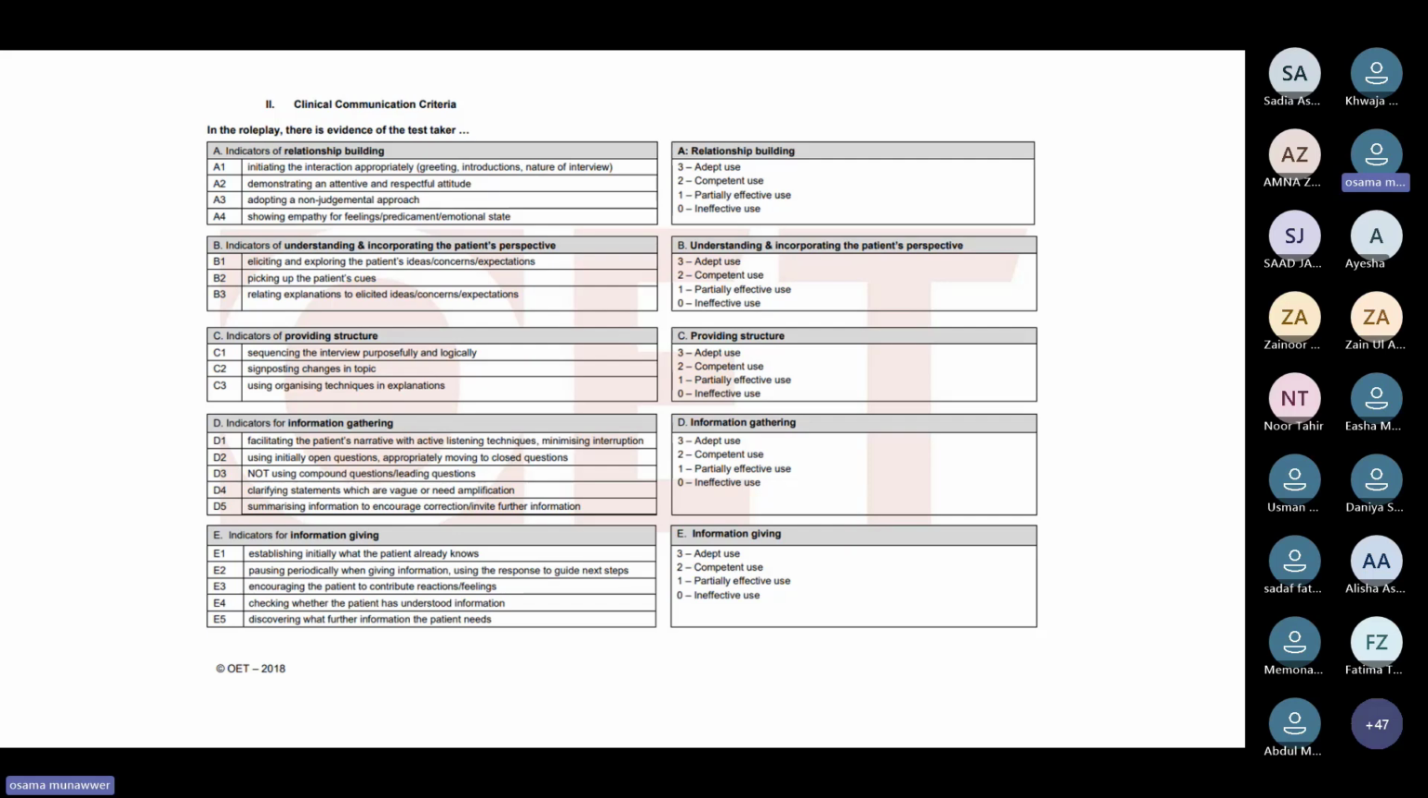उसके अलावा demonstrate an attentive, respectful attitude. Do not interrupt the person while they're speaking. बीच में वो explaining something और बीच में अपना सवाल पूछ लिया. That's a very negative thing to do. So do not, क्या कहते हैं, interrupt them.